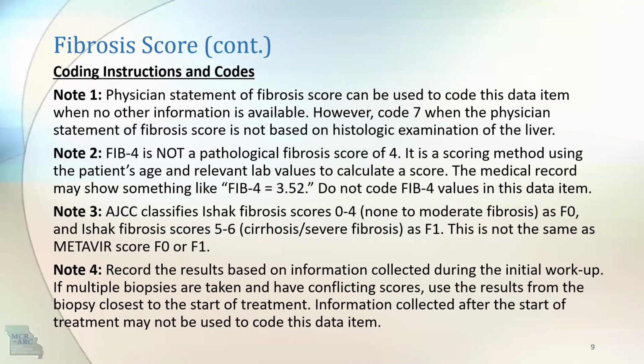Note 3. AJCC classifies ESAC fibrosis score 0 through 4, none to moderate fibrosis, as F0, and ESAC fibrosis scores 5 through 6, cirrhosis, severe fibrosis, as F1. This is not the same as METAVIR score F0 or F1.